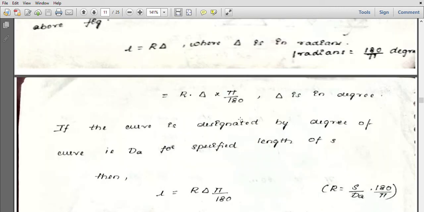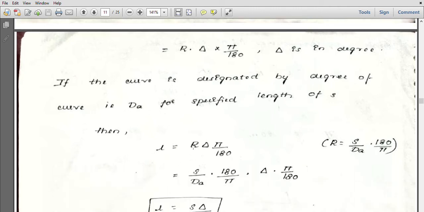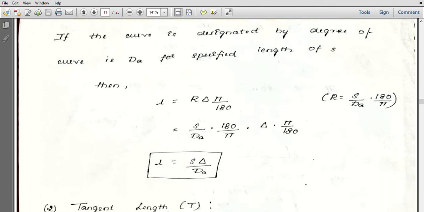If the curve is designated by the degree of the curve, dA, with a specified length S, then L is equal to R into delta into pi by 180. This is a standard formula you have to remember. Just substitute as per the designation of the curve. R is equal to S divided by dA into 180 by pi. So S divided by dA into 180 by pi into delta into pi by 180. So L is equal to S into delta divided by dA.